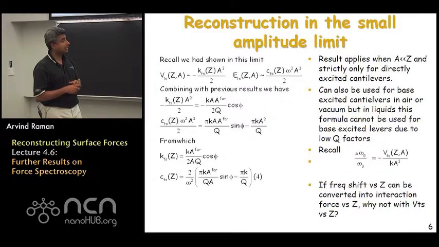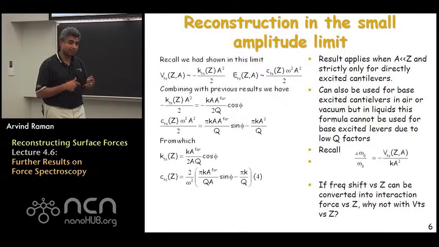However, using these equations in liquids, for example, where the Q factors become very small and the base motion becomes very large, as we have talked about in the past, these reconstruction expressions need to be changed to account for the larger base motion, and also for the fact that the observable is not the absolute tip motion, like we have talked about in the past.